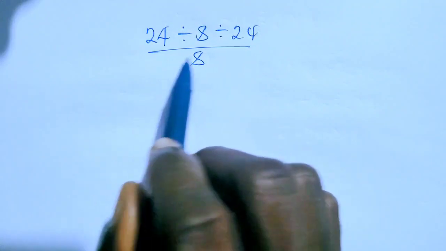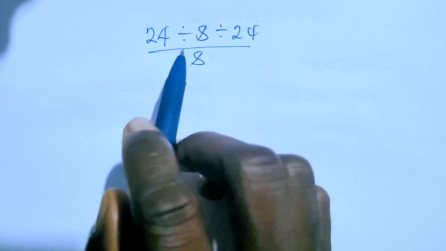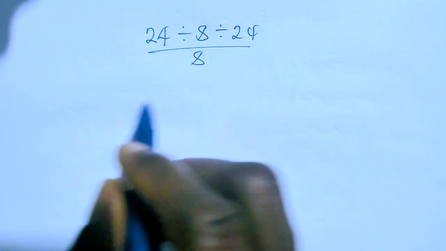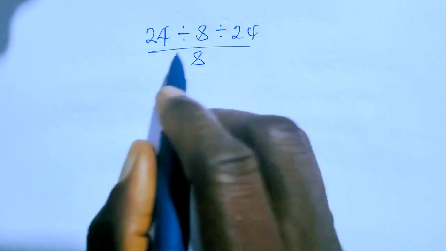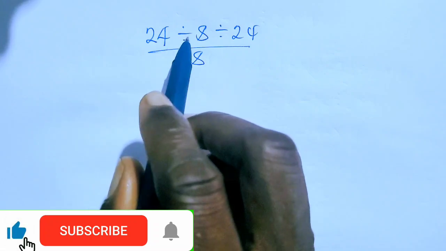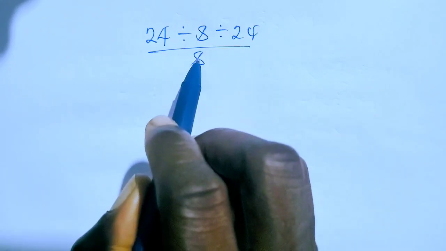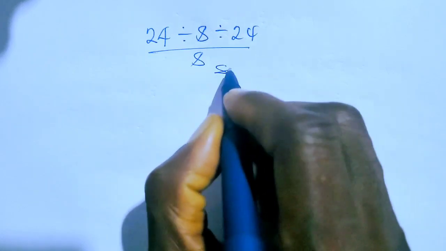In this video, we are going to learn how to simplify a very simple algebraic expression following the correct order of operation. Now, we have 24 divided by 8 divided by 24, all over 8. Now, let's have a solution.